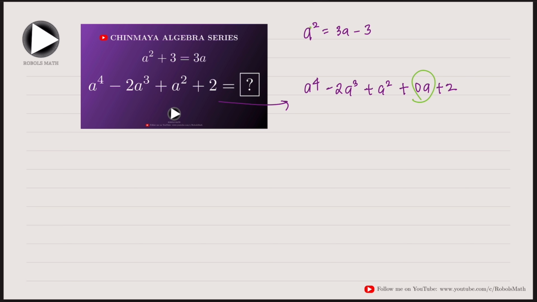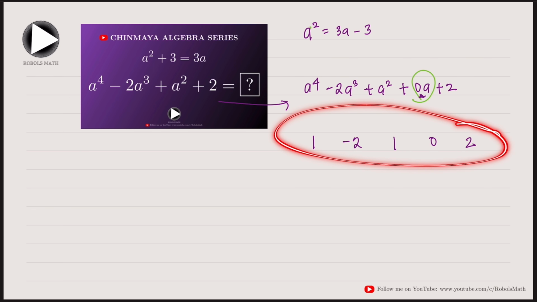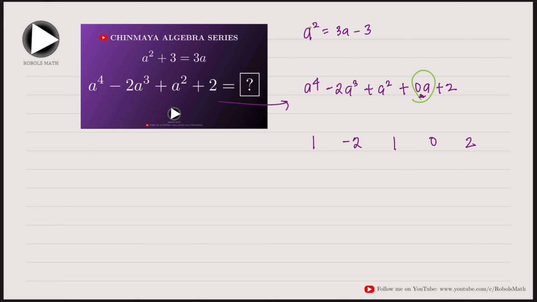And then we'll rewrite the coefficients in our synthetic division tabulation. That would be 1, negative 2, 1, 0, and 2. We can't forget this missing term here because the number of entries in our synthetic division table would determine the degree of the polynomial. So if we remove this one, we will only have 4 coefficients, which means that we would interpret it as a cubic polynomial. Whereas when we have 5 entries here, it will be a quartic polynomial.